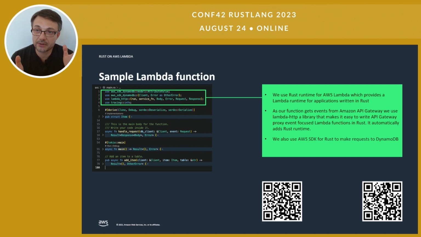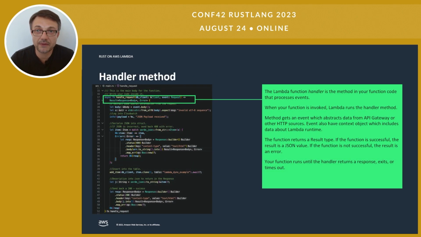Another important input here is DynamoDB interaction, and for that we are using the AWS SDK for Rust, and it essentially allows you to interact with Dynamo or any other AWS services. Then the most important function in your code will be a function handler, and essentially this handler function is the main function where you can write and put the code.